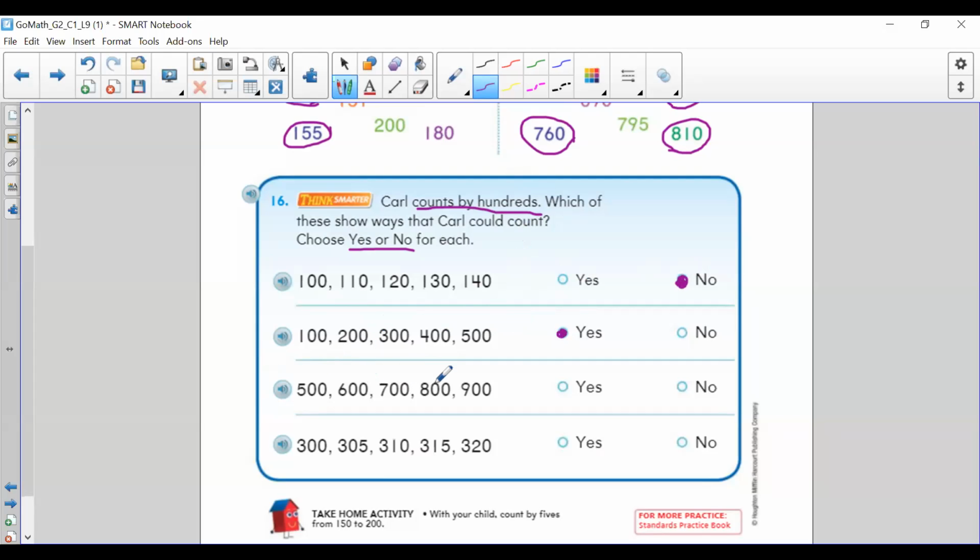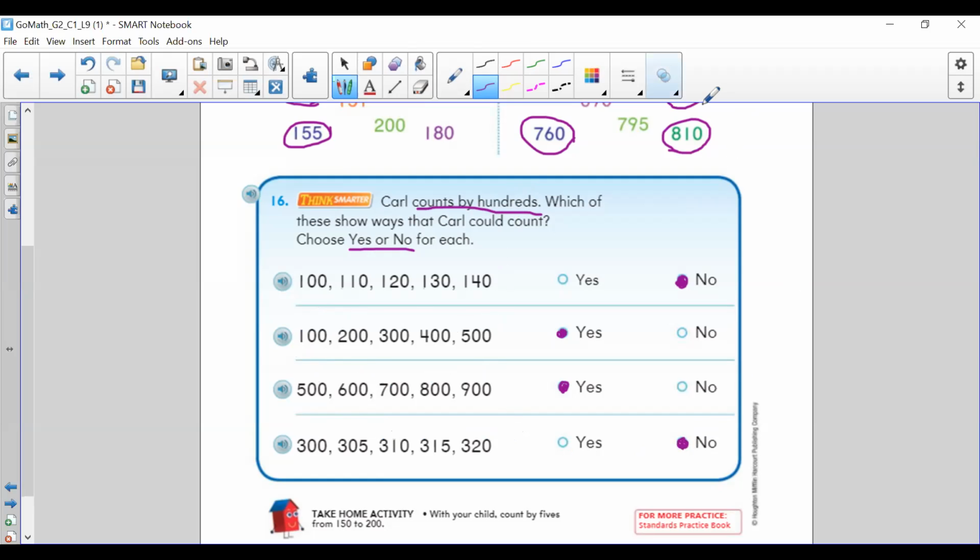500, 600, 700, 800, 900. Is that skip counting by hundreds? Well, it sure is, yes. So we bubble in yes. 300, 305, 310, 315, 320. What's that pattern? It couldn't be hundreds because the hundreds stayed the same. You see how the hundreds changed in the two that were counting by hundreds? These did not change by hundreds, so we choose no.